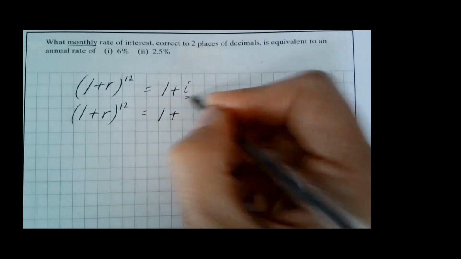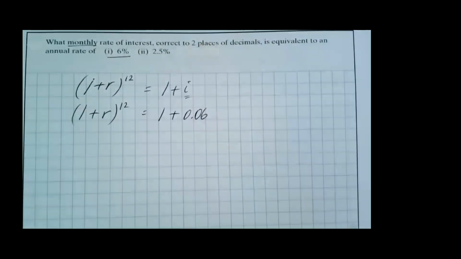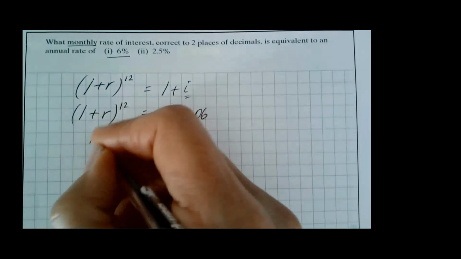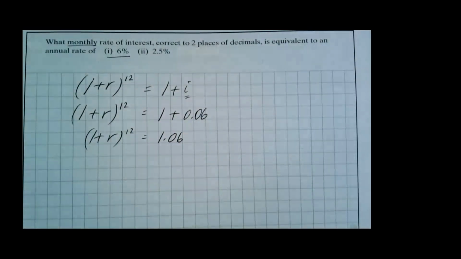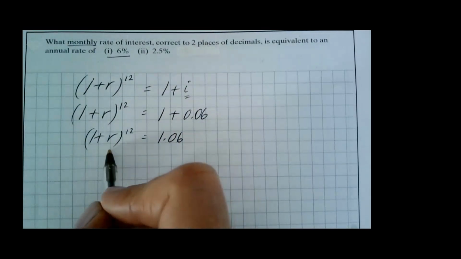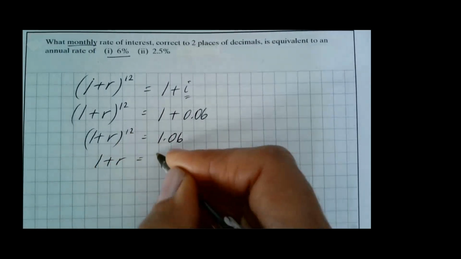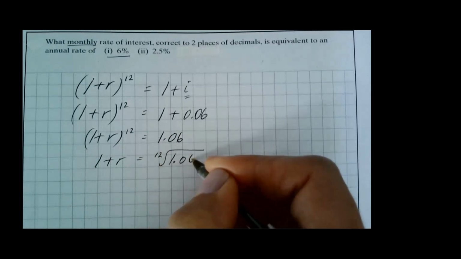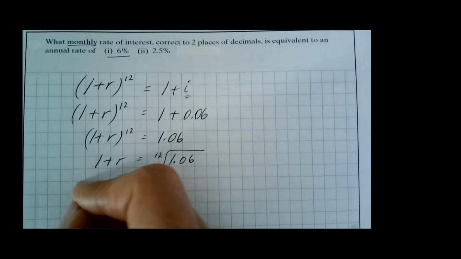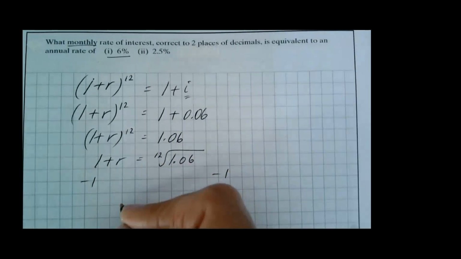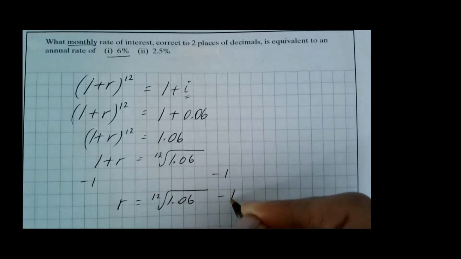But I do know the decimal form of the annual rate is going to be 0.06 from the 6%. Okay, so I basically have 1 plus r to the power of 12 is equal to 1.06. And so I need to now solve for r. So the first thing I'm going to have to do is get rid of the power of 12. So to undo that, I'm going to get the 12th root of 1.06. And then I'm going to subtract 1 from both sides to get r on its own. So it's the 12th root of 1.06, take away 1.